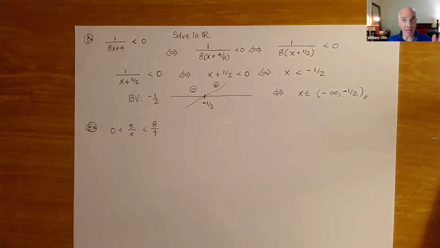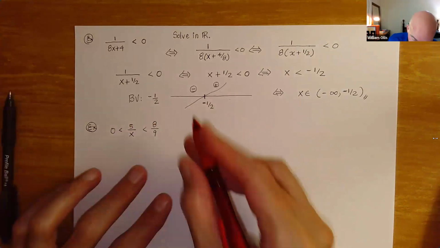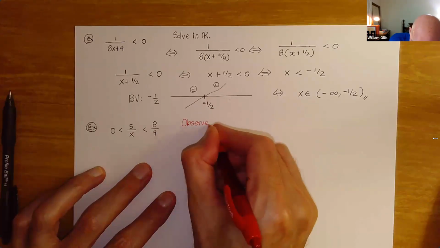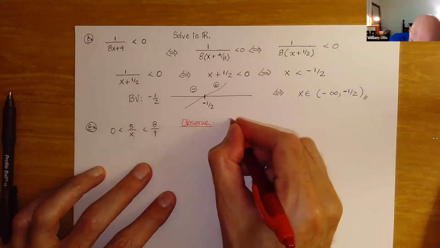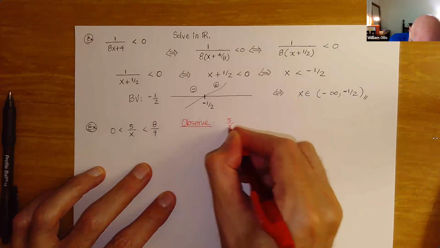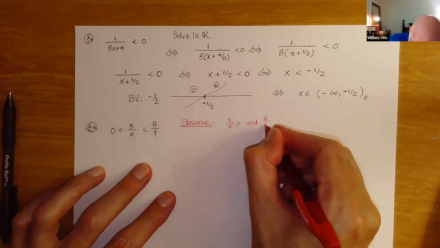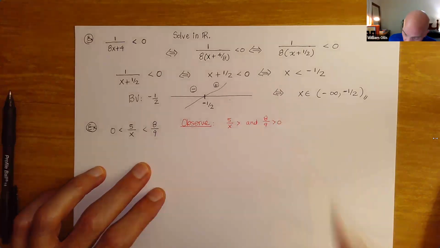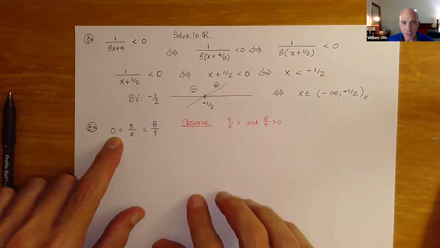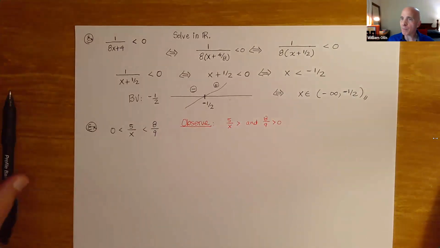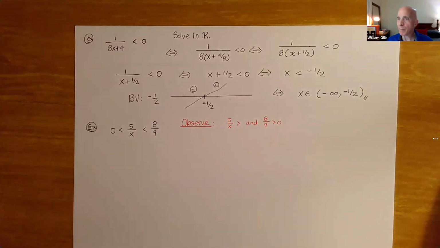Okay. I mean, that's one way to look at it. There are many ways to check this out. But notice here, I'll just say observe, 5/x is positive, and clearly 8/9 is positive. So this extra inequality here is kind of like, here's some information.